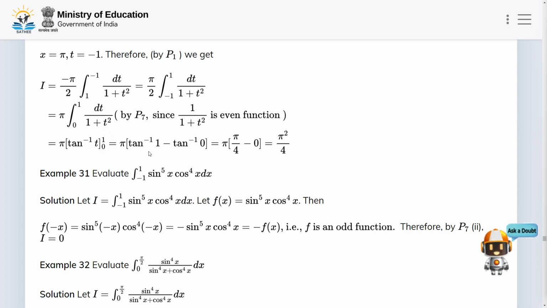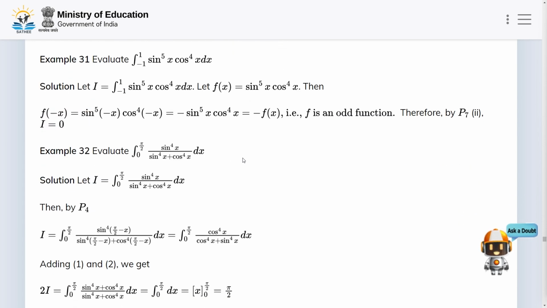Now applying the limits you will get pi multiplied by tan inverse 1 minus tan inverse 0. This will give you pi by 4. This gives you 0. This means pi multiplied by pi by 4. This means pi square by 4 will be your answer. Okay, now next example. Evaluate the definite integral from minus 1 to 1 of sine power 5 x cos power 4 x dx.